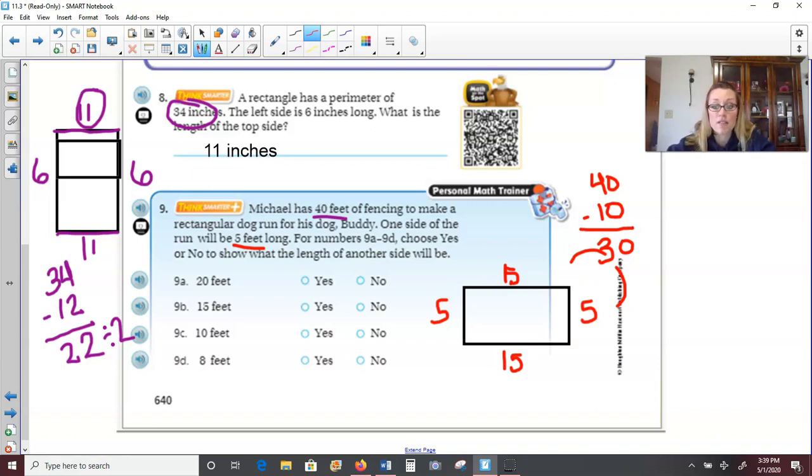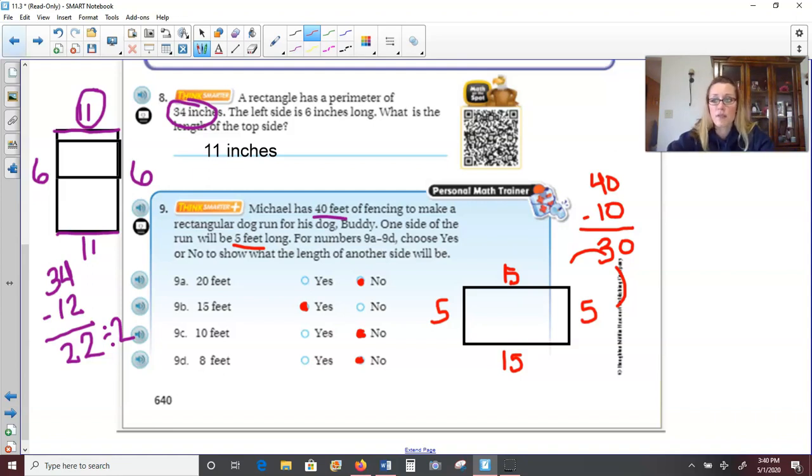So could another side of his fence be 20 feet? No way. Could it be 15 feet? Absolutely. We just figured that out. Could it be 10 feet? No, that's trying to trick us because 5 plus 5 is 10. And could it be 8 feet? No, only one answer. It could only be 15 feet because opposite sides of rectangles are the same.